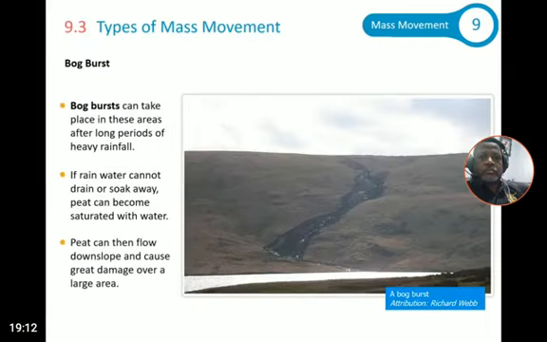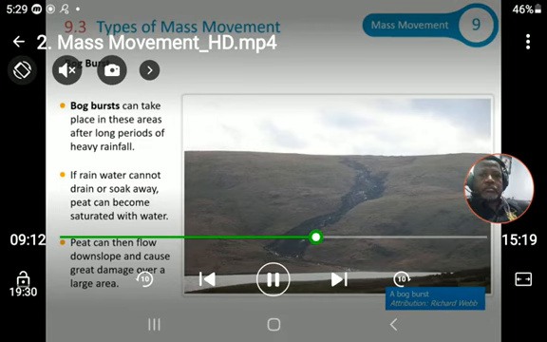So the next type of mass movement that we are going to look at is what's called a bog burst. Bog bursts are fast movements of bogs down a slope. So the bog may be loosened by heavy rainfall or by work on a mountain wind turbine when vegetation is removed.